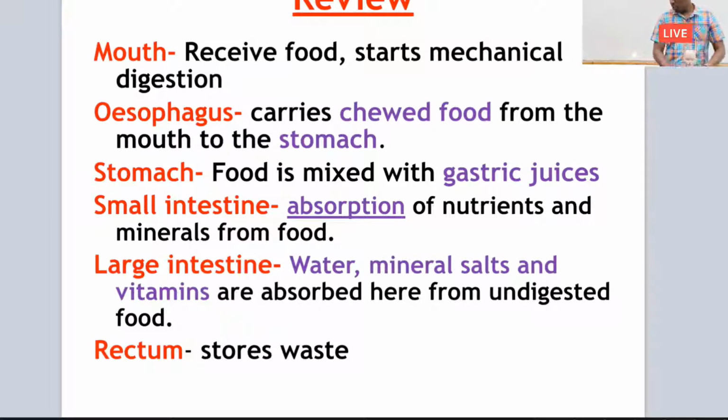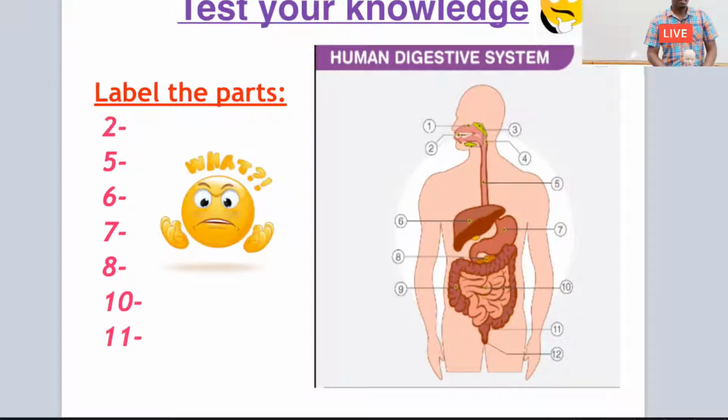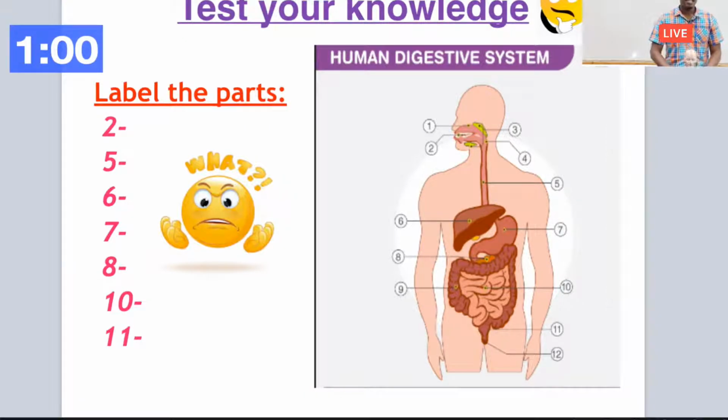Now, we're going to test your knowledge. Let me see exactly what you guys learned from today's class. I'm going to give you 60 seconds in which you're going to label the parts of the digestive system. You're going to label 2, 5, 6, 7, 8, 10, and 11. I'm going to give you 60 seconds starting now. Go ahead.